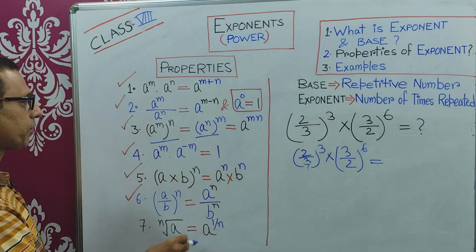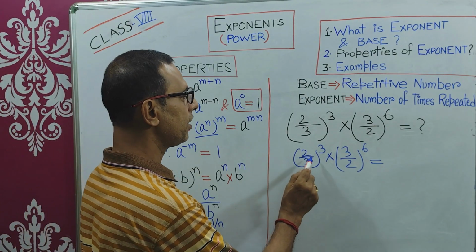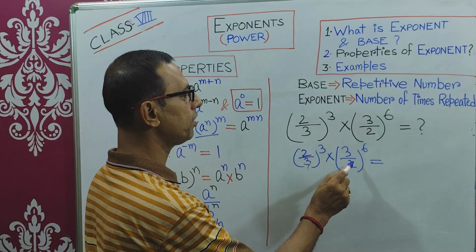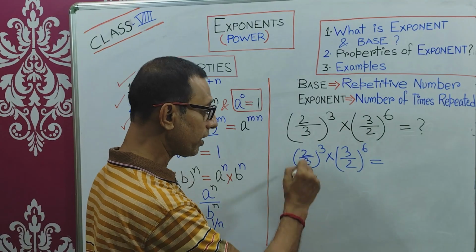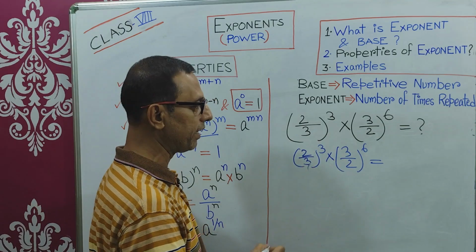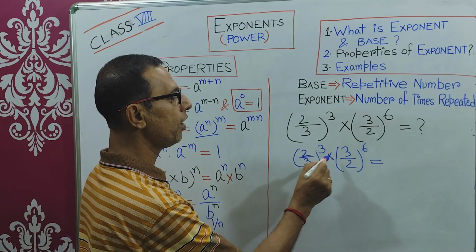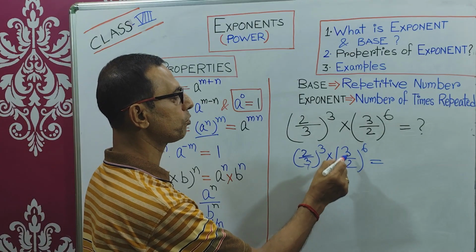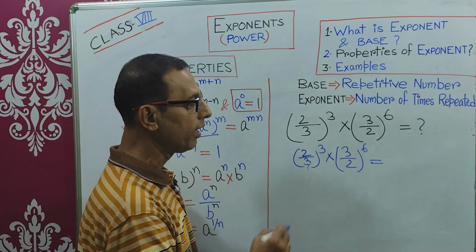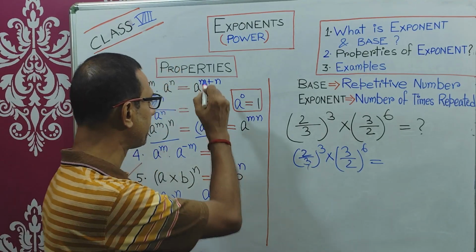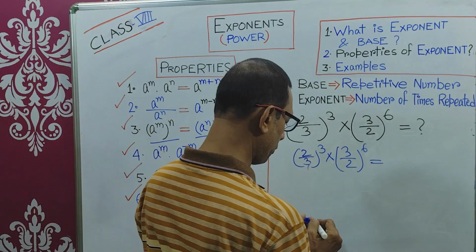Everywhere you see in these formulas, the base is equal, right? So here, in (2/3) whole cube into (3 by 2) whole to the power 6, the base is different. So what you need to do is change the base. Either you can make it 3 by 2 everywhere, or you can change 3 by 2 to 2/3. First you make the bases equal, then you can utilize the mathematical operations on exponents, right?